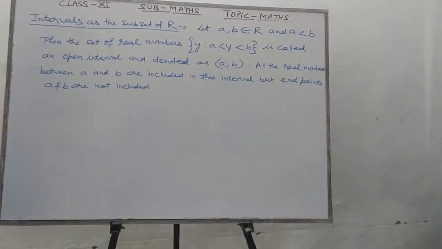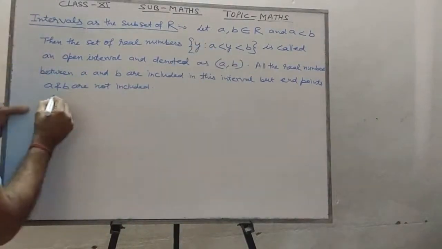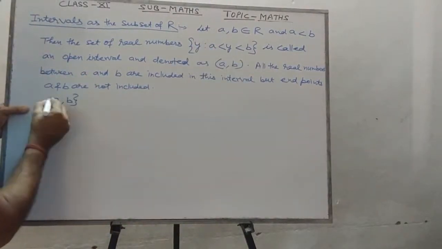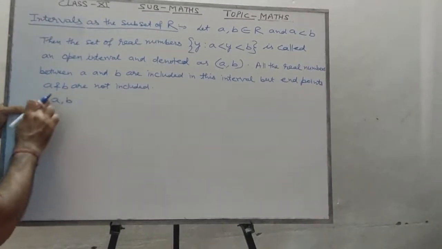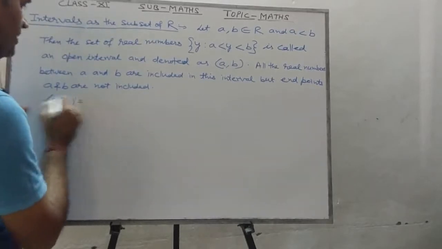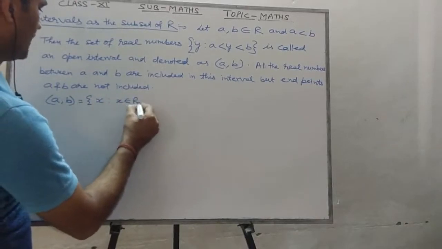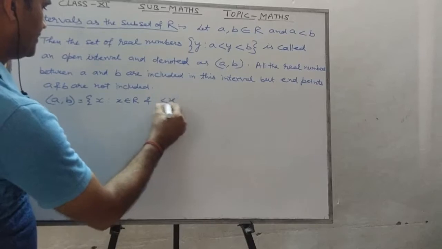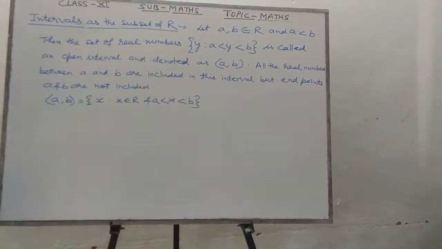So we may write it like this. If I am writing (a, b), sorry, this is a different symbol. I am going to tell you what is the difference between these two. (a, b) is the open interval such that x belongs to R and x is greater than a but less than b. It will contain all the real numbers between a and b. This is known as the open interval.